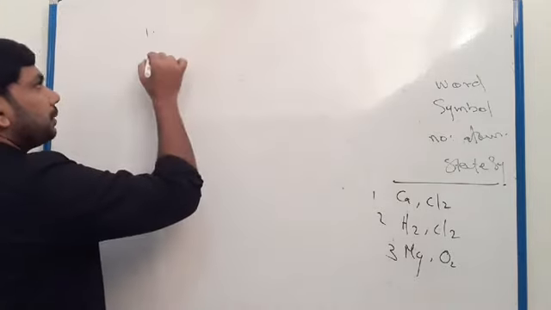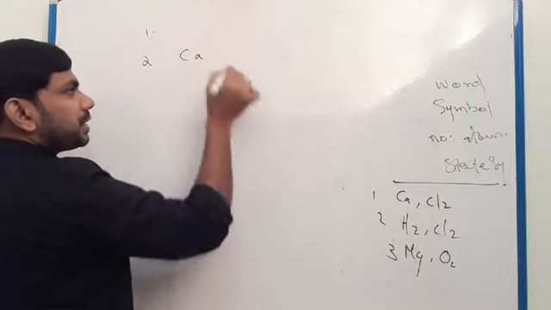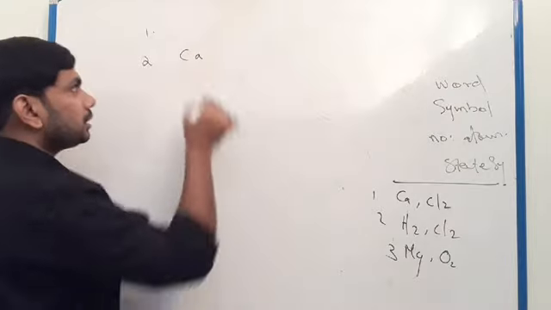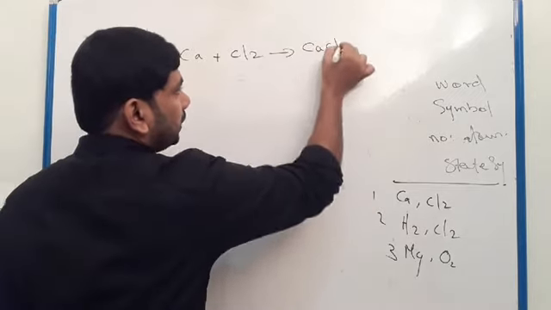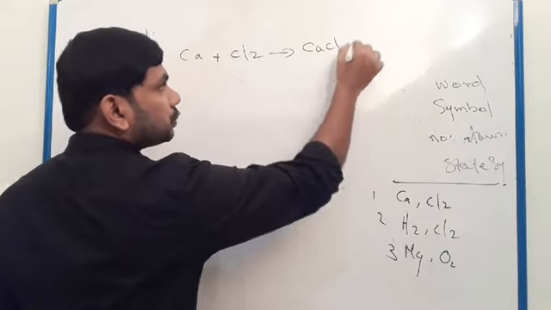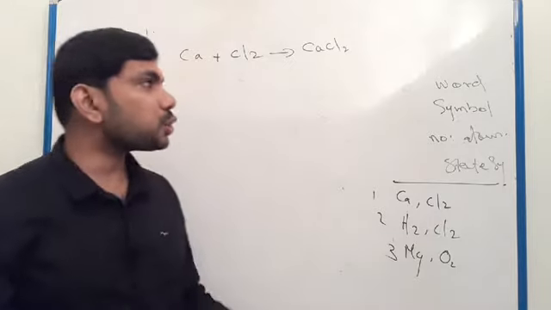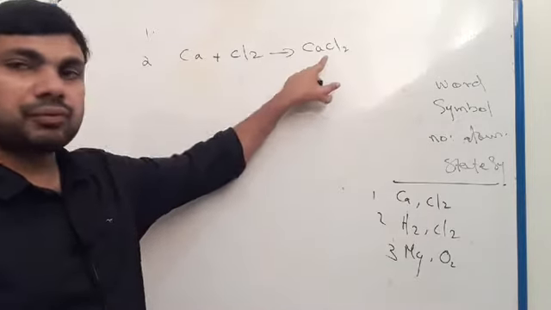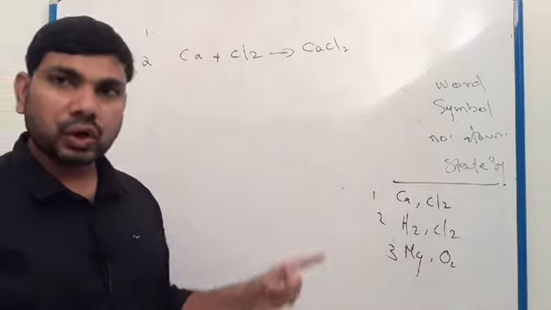Okay, second step, we have to use the symbol equation. Calcium is a metal, it is monoatomic, Ca, plus Cl2 giving calcium chloride, CaCl2. We discussed already how to make a formula from valency. You can check that part. So you can make the formula for calcium chloride.